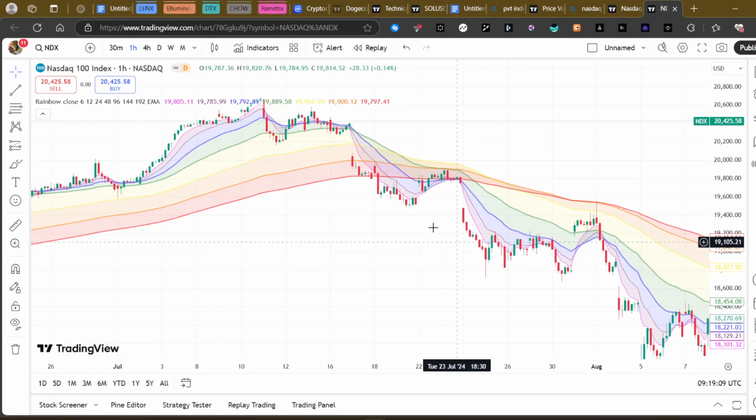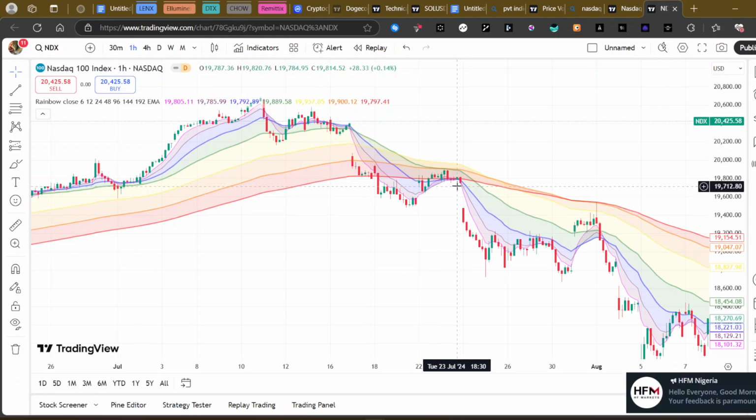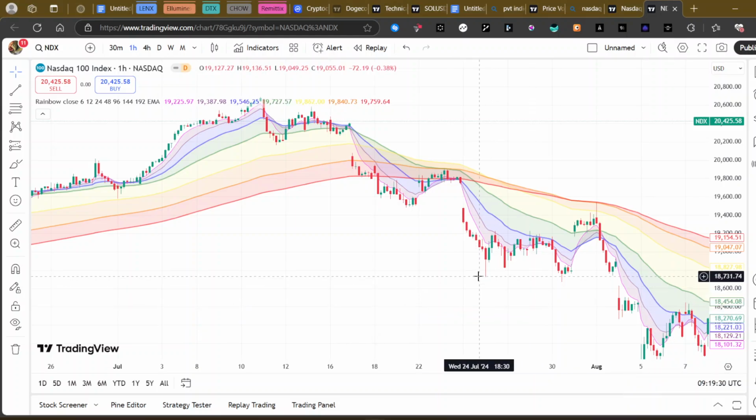One of the best ways to use the rainbow moving average is for pullback entries. When price retraces and touches the moving averages but stays within the trend structure, it often presents a great trade entry opportunity.